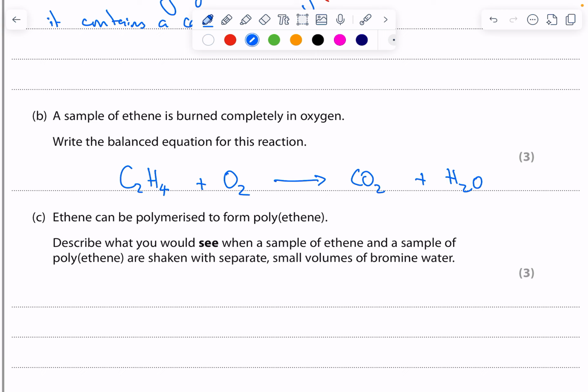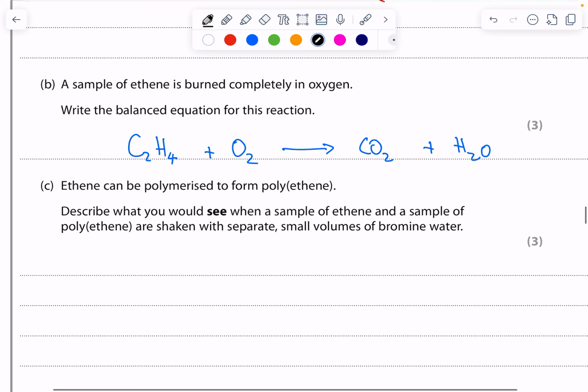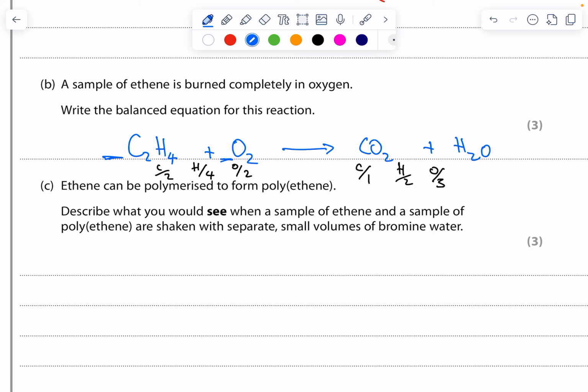Okay, let's do the counting of the atoms in here. So this side I've got carbon 2 lots, hydrogen 4, oxygen 2. On this side I've got carbon 1, hydrogen 2, and oxygen 3. Okay, we've got to make the numbers equal on both sides, so we're going to have to put some numbers in front. So I'm going to put some lines in front to remind me that I can only put big numbers in front of these formulas.